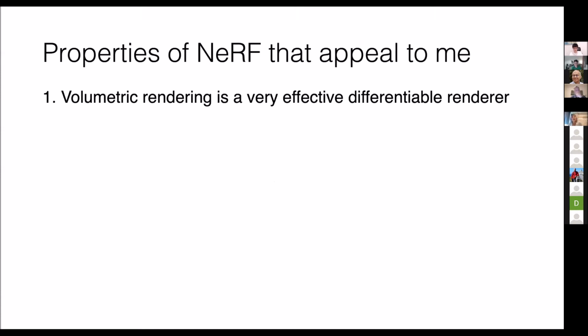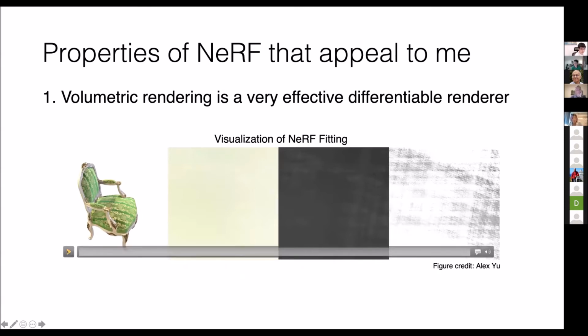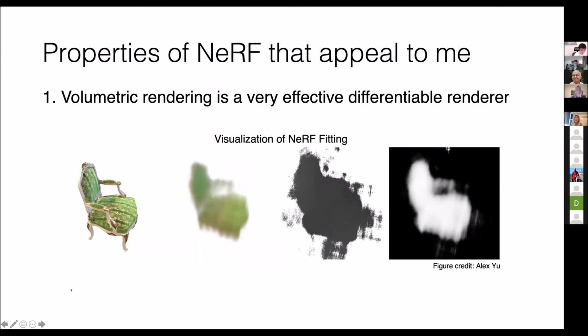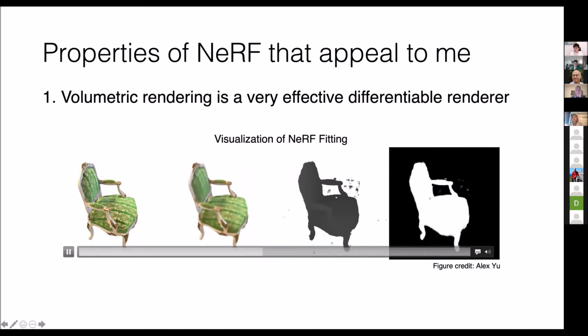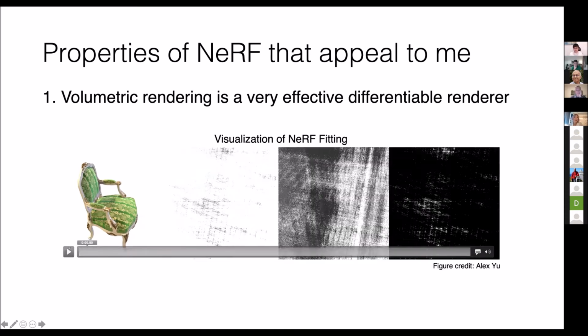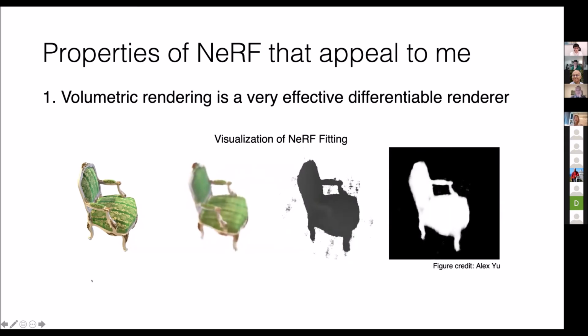I think one reason is that volumetric rendering is a very, very effective differentiable renderer. Here I will show you the visualization of the NeRF fitting to memorize this scene with this chair. Of course, you have hundreds of images, but this is the initialization. When I play the video, did you see how quickly the network got to the rough shape? This is the depth being visualized. Let me redo this video again. It really converges very quickly to the rough shape, and then it has a very long tail to get the high frequency details.